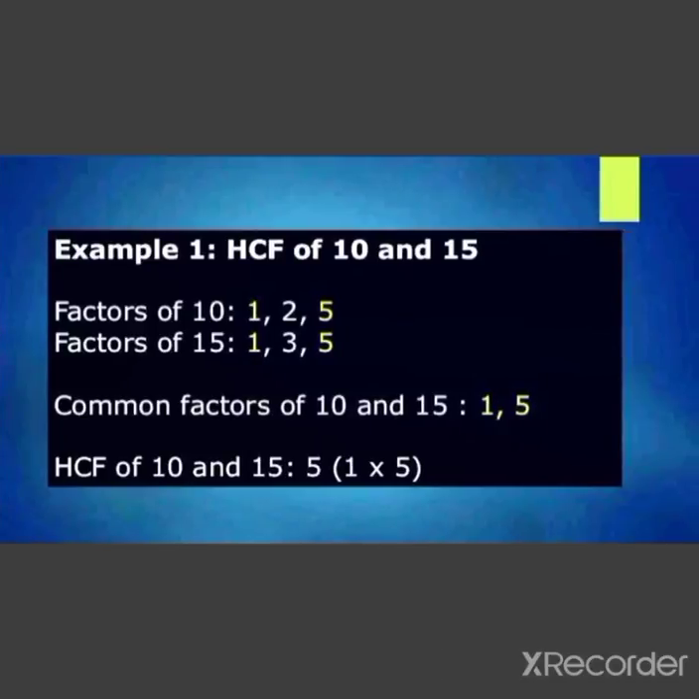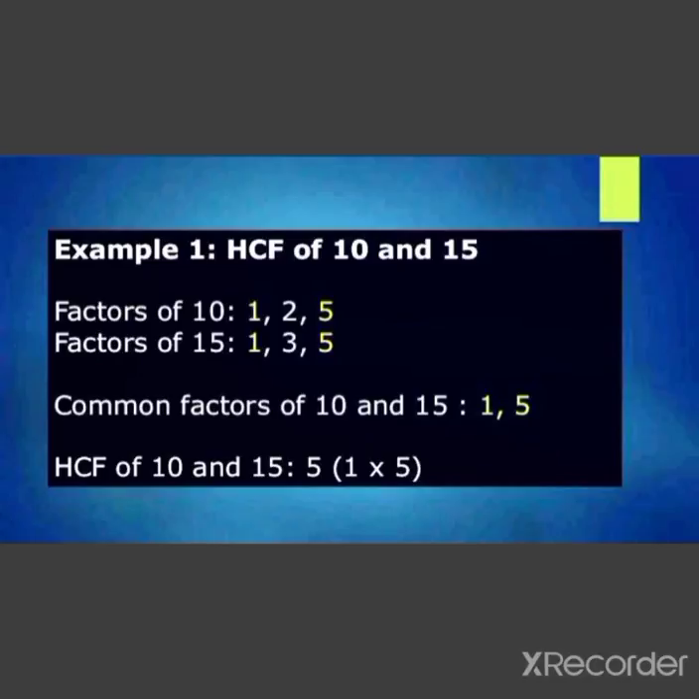Now, let us take another example to understand the HCF. Example 1, HCF of 10 and 15. Let us see what are the factors of 10. 1, 2, 5, 10. What are the factors of 15? 1, 3, 5, 15. These all are the factors of 15. Now we have to find out the common factors. 1 is a common factor of 10 and 15, and 5 is also a common factor of 10 and 15. So we have to write 1 and 5.